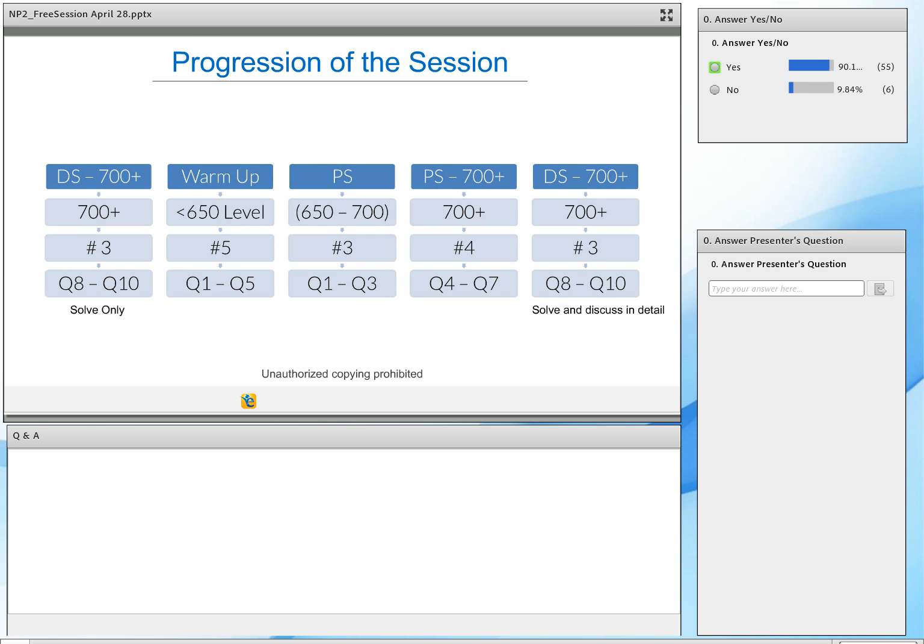Now, how is the session structured? We begin with data sufficiency questions. As you all just saw, data sufficiency seems to be that nemesis, that difficult aspect of quant in the minds of everyone. So we're going to begin with data sufficiency questions. I'm going to give you an opportunity to solve 3 data sufficiency questions in the beginning, so you get a flavor of what kind of questions you'll be able to solve by the end of this session.